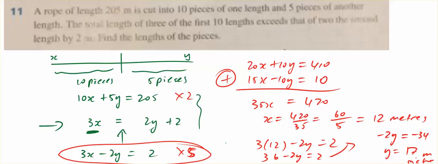So we've got our two lengths. The X segment is 12 meters, while the Y segment is 17 meters. The key to the problem is just to break it down and use the information given in each of the steps. Hope that helps.